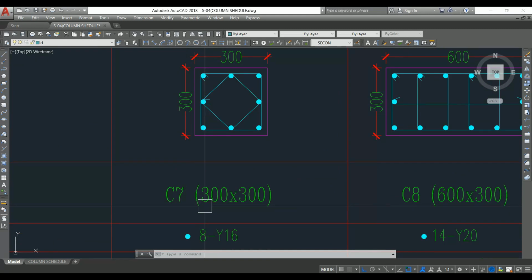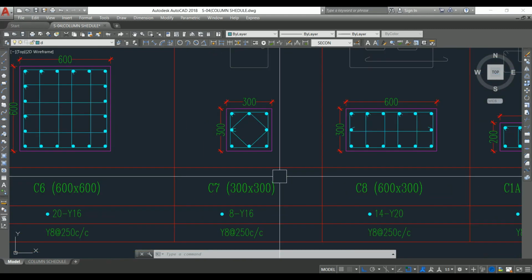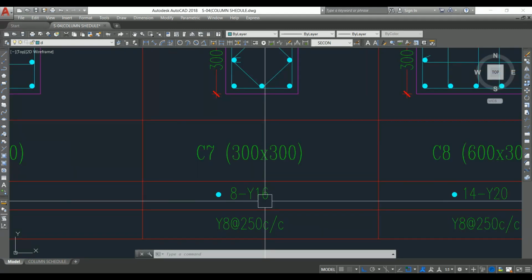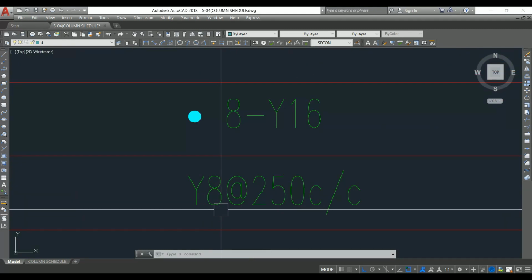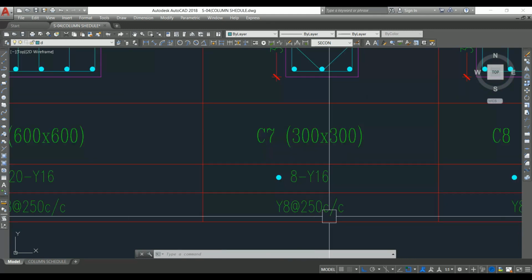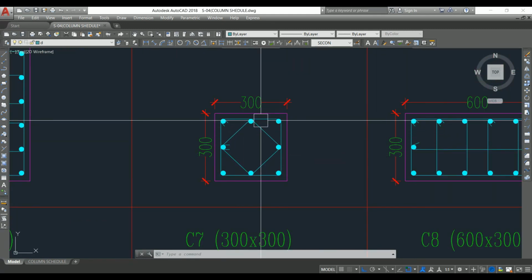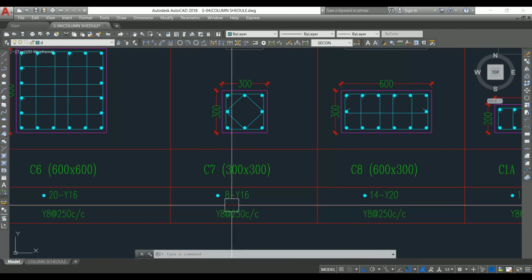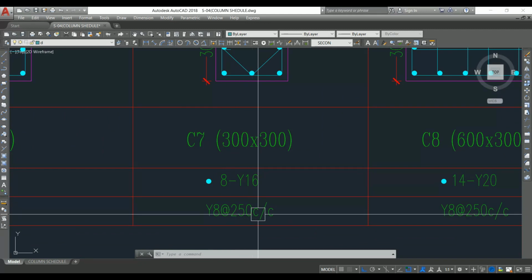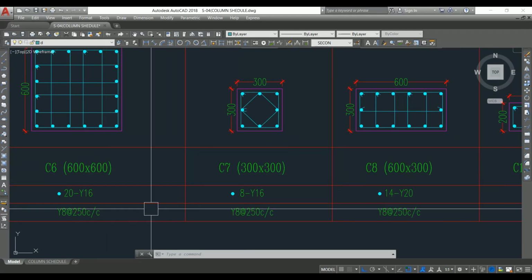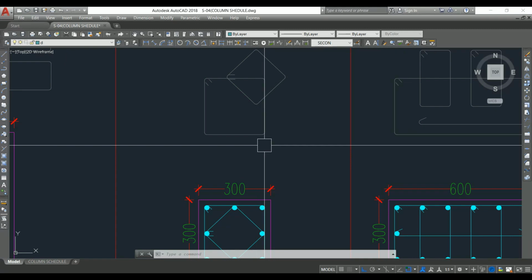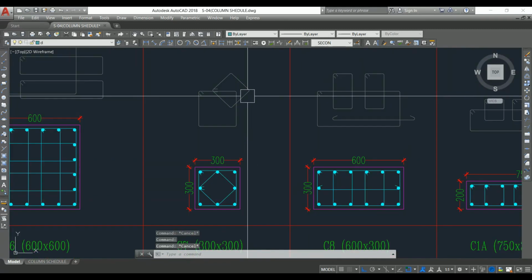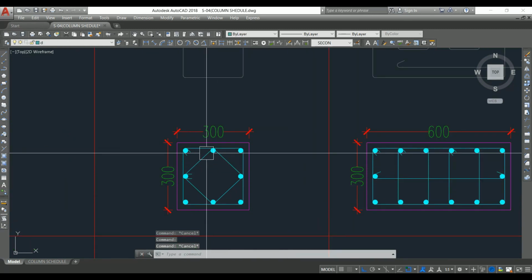Next, column C7, which is of 300 by 300 size. The longitudinal bar is 8 number of 16 mm dia bar, and the spacing for lateral ties is 8 mm at 250 mm center to center. See, here the arrangement is very simple. Since it is a square column, we have provided 8 number of 16 mm dia bar. The lateral tie spacing is similar to this column as I have explained. Let's look into the lateral tie arrangement. See, we have one master tie and we have one smaller tie. So that is connecting this way.